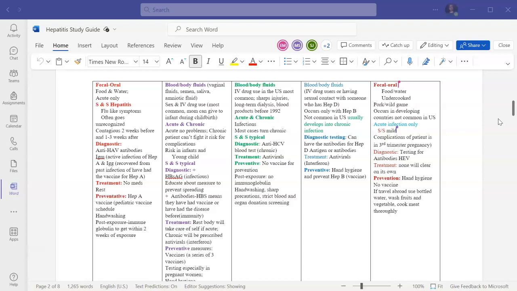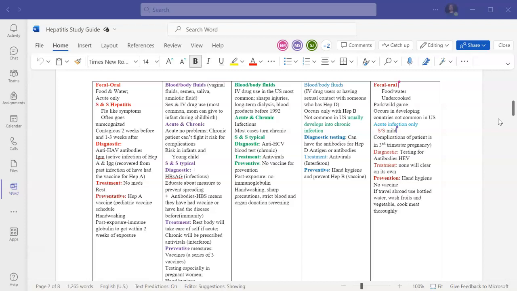Wash your hands. Sharp precautions, and don't be that careless nurse that leaves a needle in the bed linen for housekeeping to get stuck. Don't be that careless nurse that throws a needle in the garbage can. Don't be that careless nurse that wants to dig down into the sharps container to get something. I've seen nurses do it. Okay? All right. Let's talk about hepatitis D.